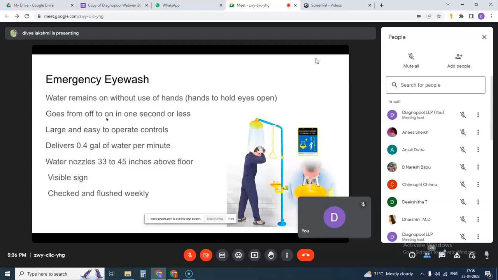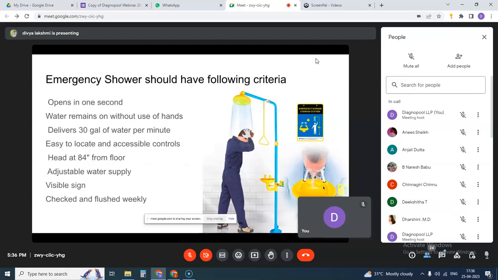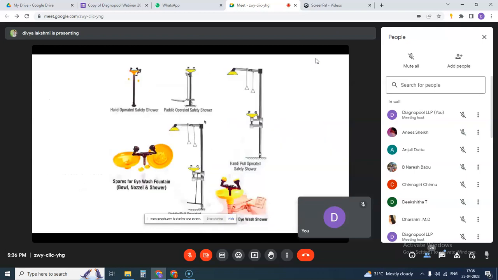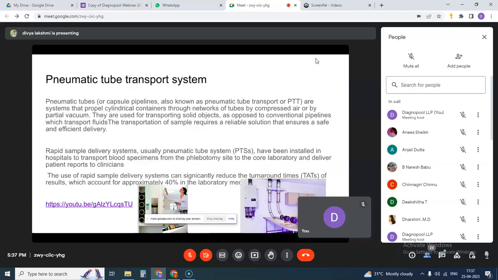So coming to the emergency shower, it should have large and easy to operate controls. It should deliver 0.4 gallons of water per minute. The water nozzle should be 33 to 45 inches above the floor, and it should be regularly checked and flushed out weekly. Same with the eye showers. It should be easily handled. There are different kinds of operating showers, like paddle operated safety shower, hand operated safety shower, and hand and foot operated safety shower.